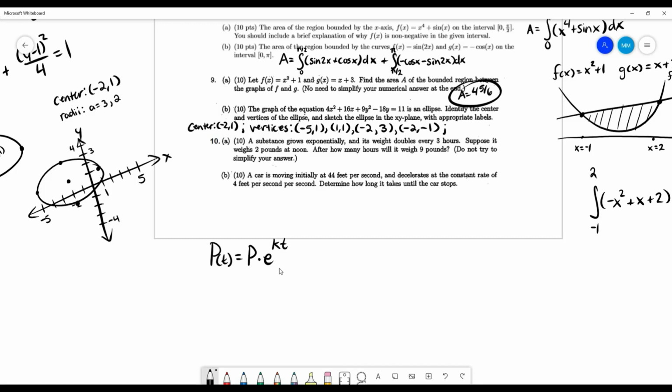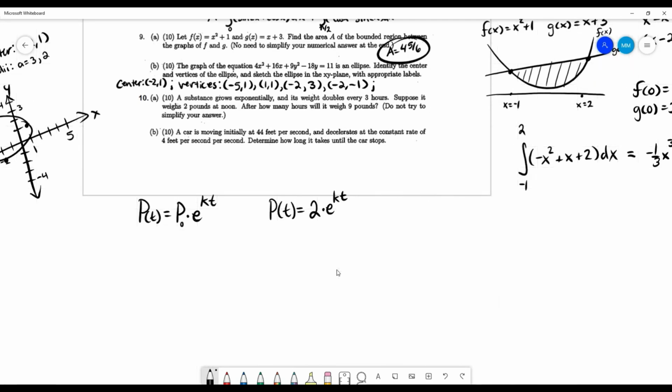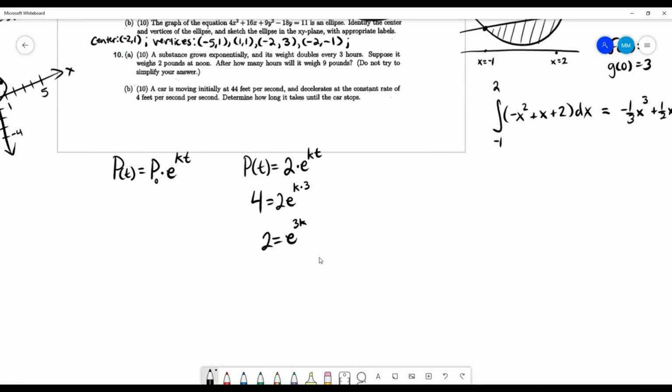So I know it weighs 2 pounds, which means that our P of t is going to be that initial value, which is 2, times e to the kt. I know it doubles every 3 hours. So 3 hours from now, it's going to be 4. Which, of course, that's just going to be this. Which now I can solve for that k value. So I'm going to use those properties. I'm going to say natural log of 2 equals 3k. K equals natural log of 2 divided by 3.